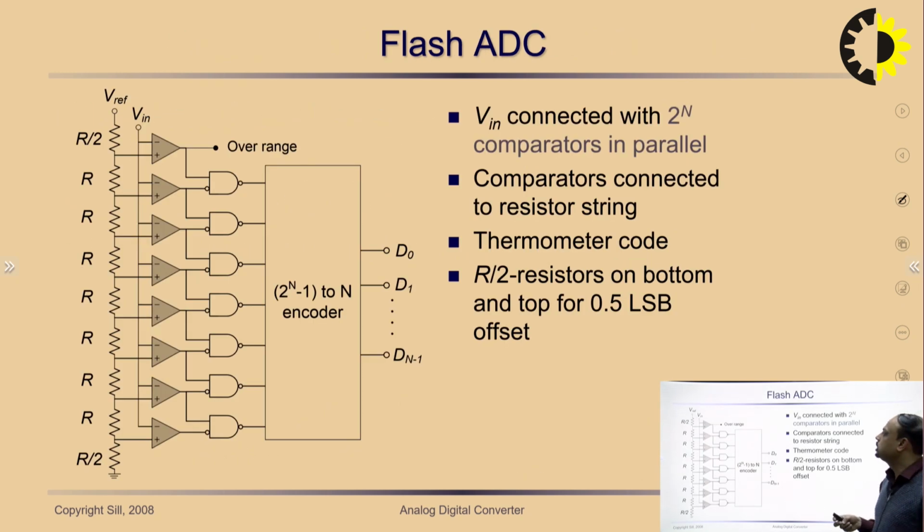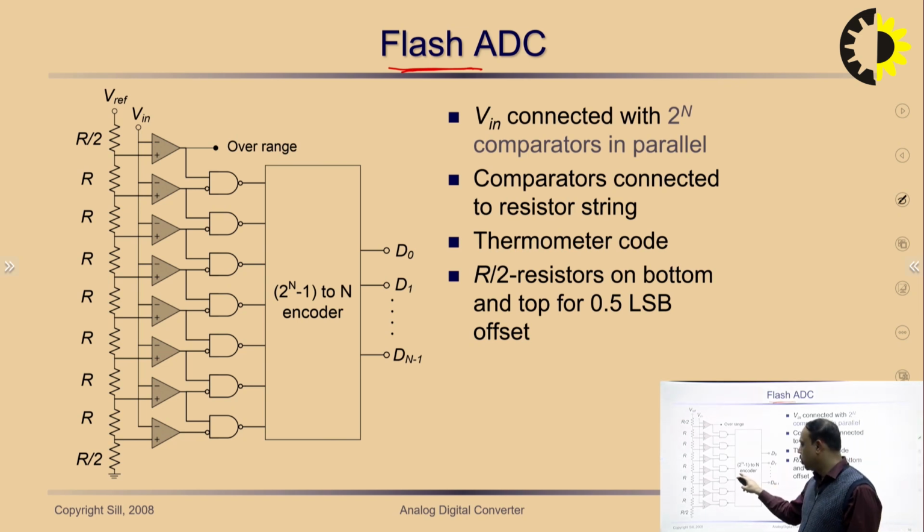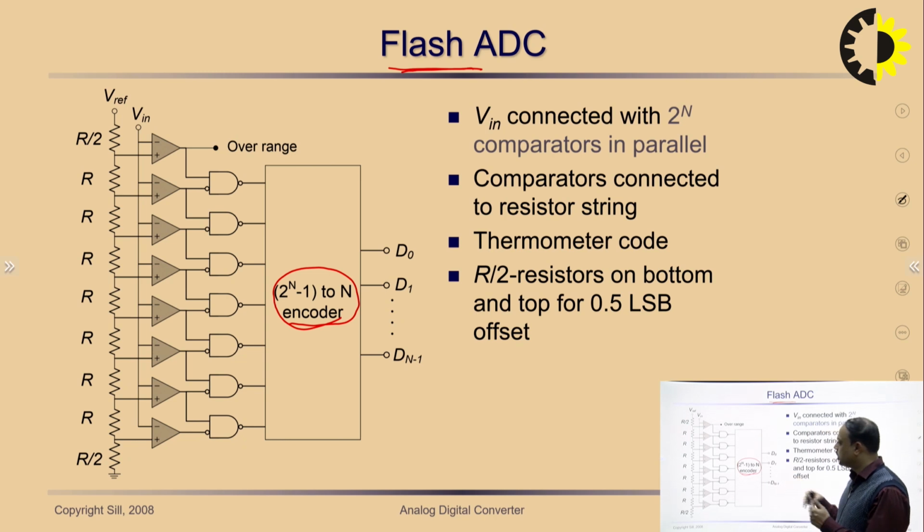The last one is the flash analog to digital converter. Why flash? Because the comparator is very fast. It provides a result in a very fast manner, but the accuracy is a little low. In this case, an encoder is used that provides the output count. Let's suppose we take a 3-bit output, then we need an 8:3 encoder circuit.